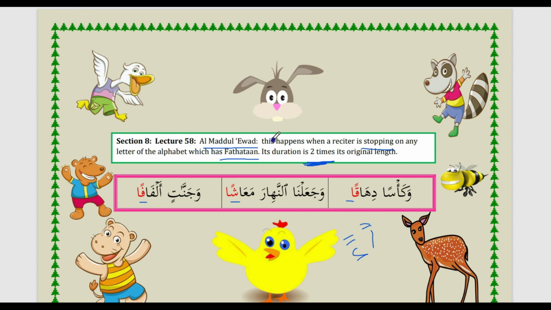So al-madd al-iwad happens when the reciter is stopping on any letter of the alphabet which has a fathatan. Its duration is 2 times its original length.